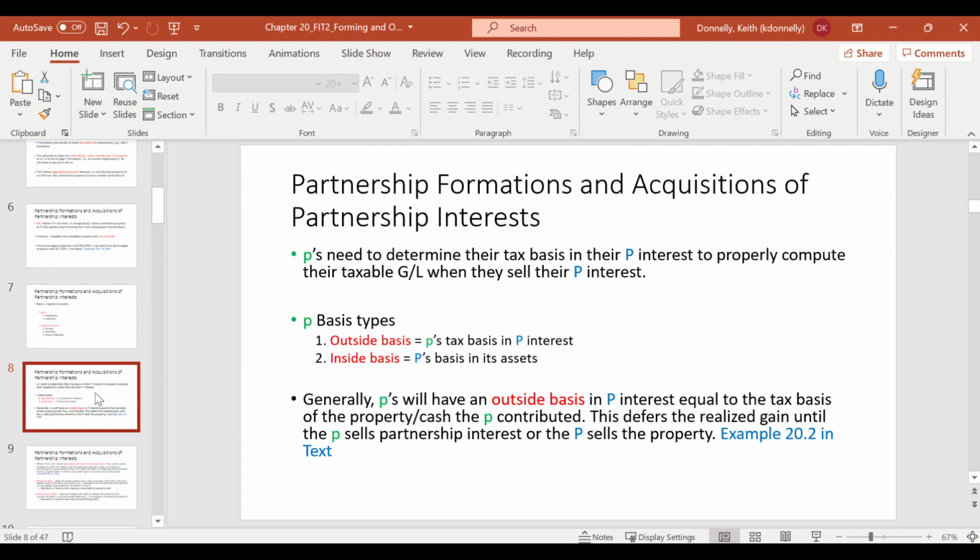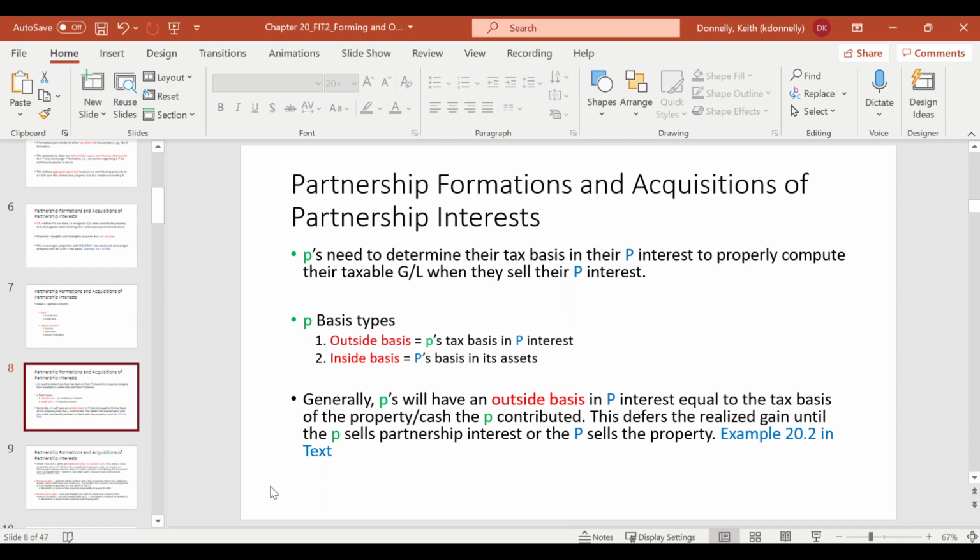The inside basis, in distinction, is the basis the partnership has in the partnership assets. So, for example, if three individuals form a partnership, one contributes a building, one contributes a vehicle, and another contributes land. If the partnership was to sell or dispose of these assets, what would be its basis in them, right? We're looking from the partnership's point of view.